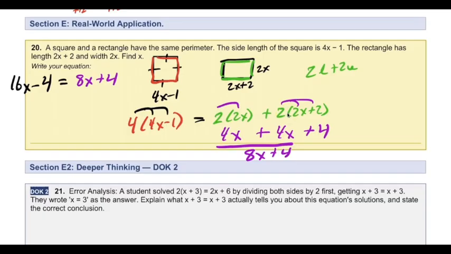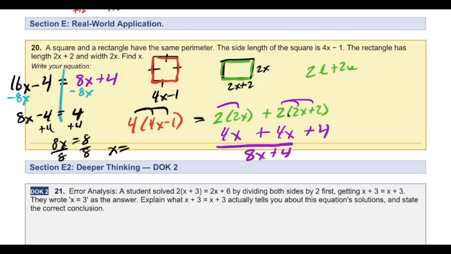Get rid of one of the variables, minus 8x, minus 8x. So I get 8x minus 4 equals 4. Let's add 4 to both sides. 8x equals 8, and then we're going to divide by 8, and x equals 1. So there's my answer. x equals 1.